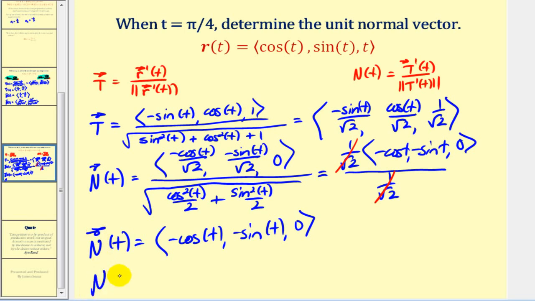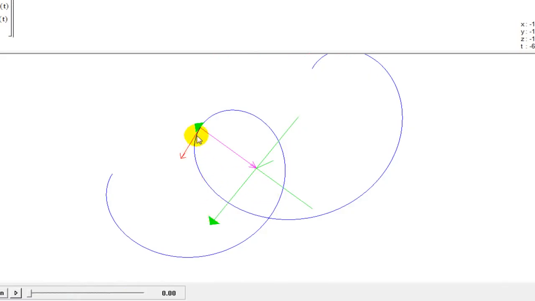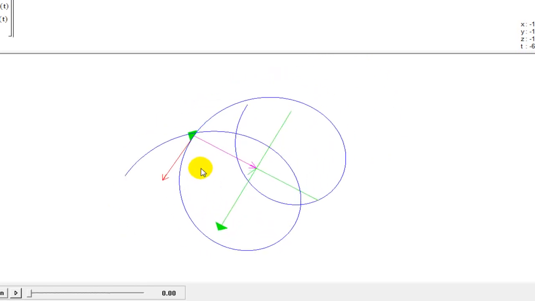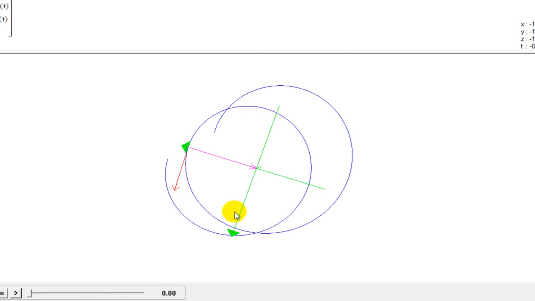So then when t is equal to pi over 4, we're going to have negative square root 2 over 2, negative square root 2 over 2, and 0 for the z component. And to finish off, let's go ahead and take a look at this graphically. We have our space curve in blue, our unit tangent vector in red, and our unit normal vector in purple. Let's animate this to t equals pi over 4. Pi over 4 is approximately 0.785. So let's go ahead and move it to that value.